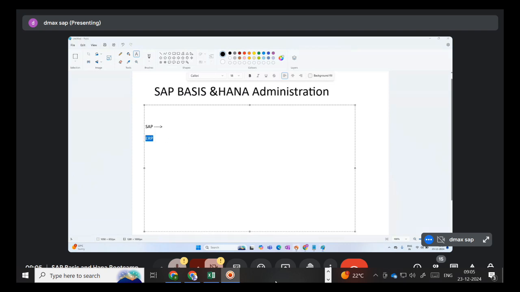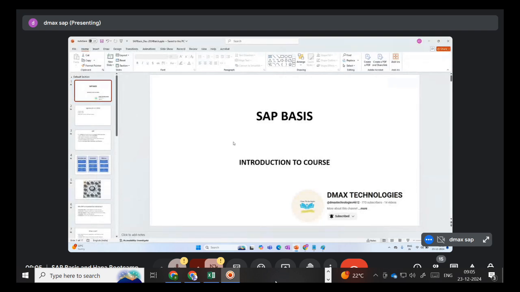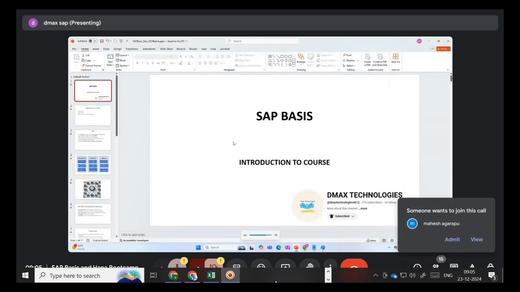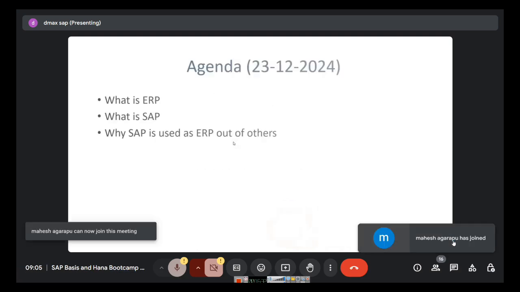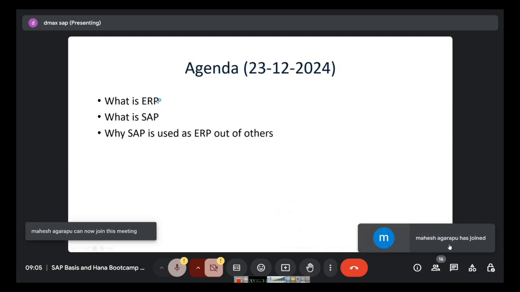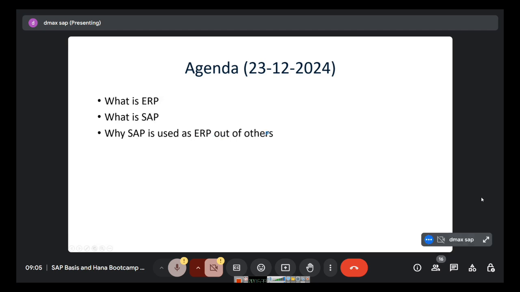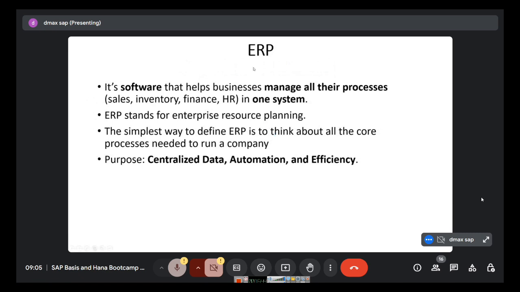What is ERP? If you see this, today our agenda is to understand what ERP is, what SAP exactly is, and why SAP is used as an ERP out of the others. When we discuss more about ERP, ERP is a software that helps businesses to manage their processes. If we consider a business, there will be a lot of processes, or a lot of modules or divisions, in the particular business.